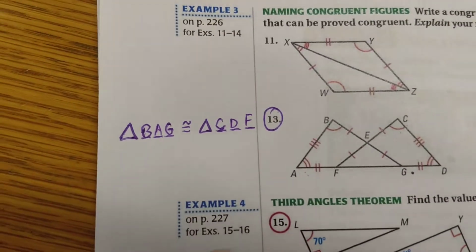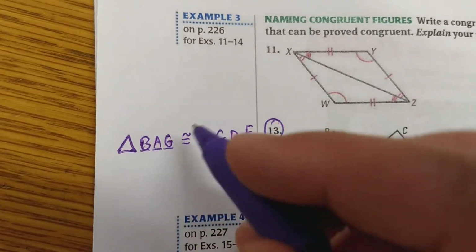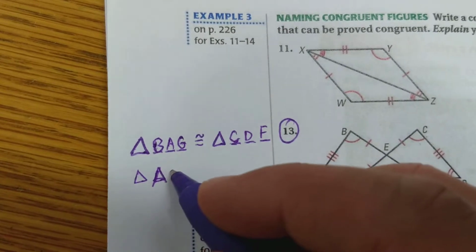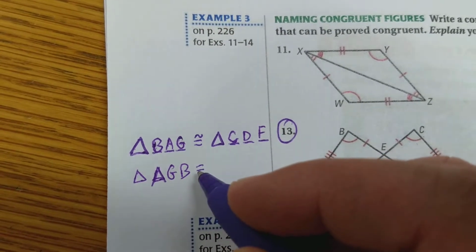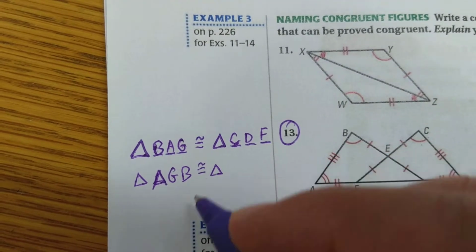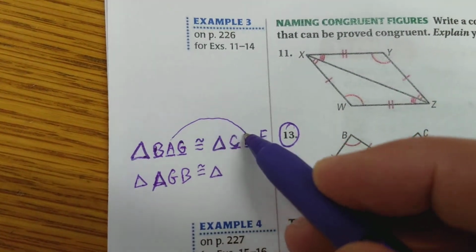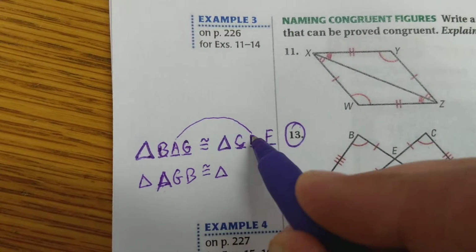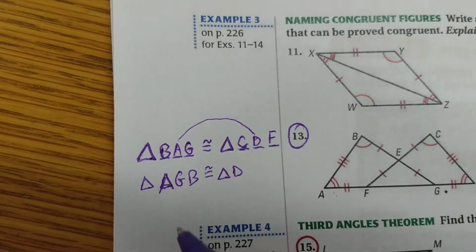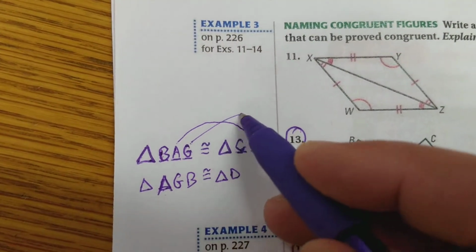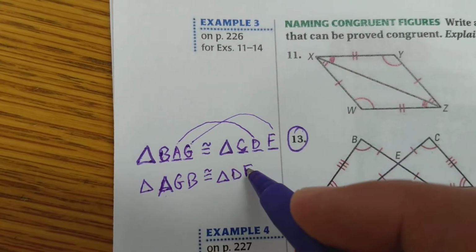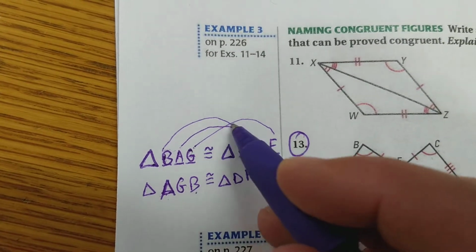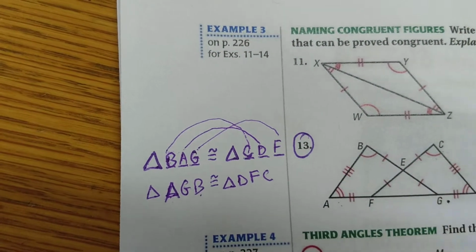Now again, I could have had this written differently. I could have called this triangle AGB, and I could say that's congruent to a different triangle. Now A goes with D, so if I was going to write this as triangle AGB, A is in the first position, I would have to have D here in the first position. Since G is in my second position here, G goes with F. F would have to be in the second position. And since B is in the last position, it goes with C. I would have to write it like that.